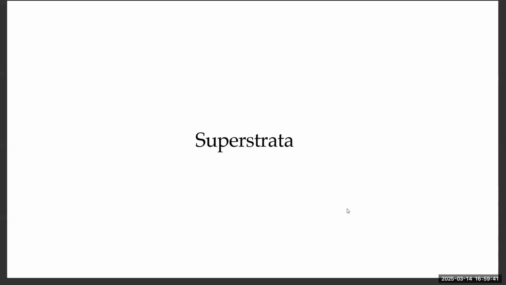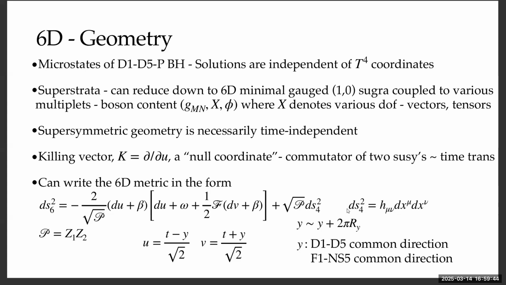So let's talk about superstrata and how you build such solutions. And I apologize, I feel like I put too many equations in this section, so my apologies. I hope it can go smoothly. So first, since we consider the T4 to be roughly a spectator, you don't allow the fields to depend on the T4 direction. And so this allows us to use 6D supergravity to try to understand these solutions. They're supersymmetric, and so this tells you that they're time independent.